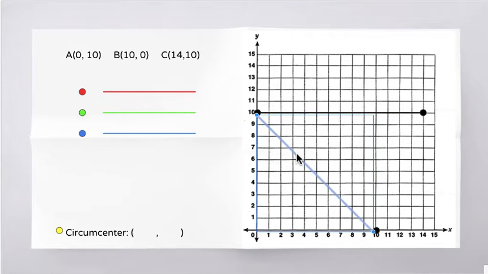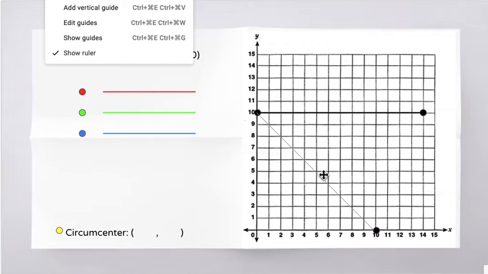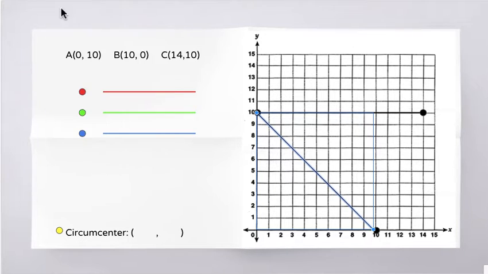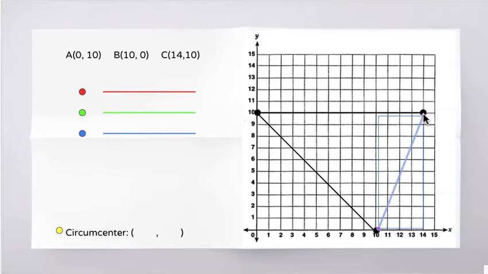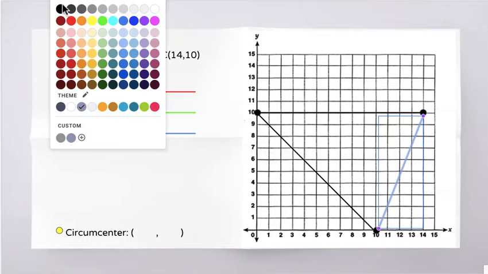And for each one I'm trying to make it a little bit easier to see by changing the color and the thickness. Right, and then the last one, I'll connect those points to finish out the triangle here.